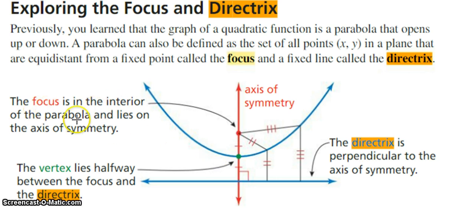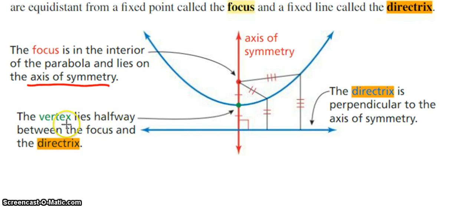The focus is in the interior of the parabola and lies on the axis of symmetry. That is very important that we make sure we understand that. The focus is on the axis of symmetry. The vertex lies halfway between the focus and the directrix. Also crucially important, the directrix is perpendicular to the axis of symmetry.